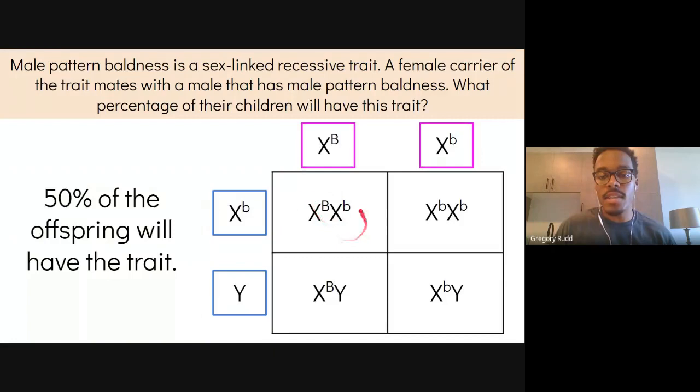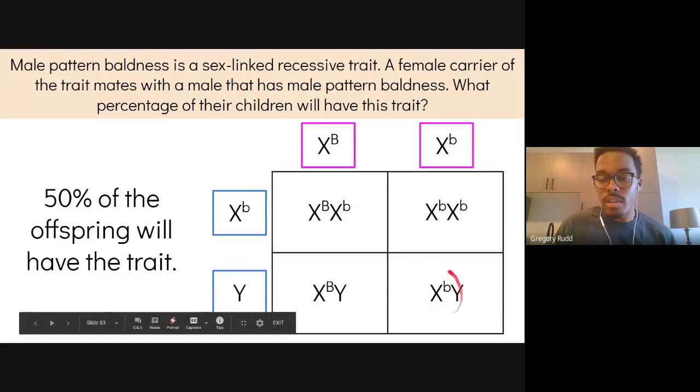So this person doesn't develop baldness because they have a dominant allele. Over here, this person is homozygous recessive. So they have two recessive alleles. So there is nobody over here to say, hey, we're not going to develop baldness. So this person does end up developing it.